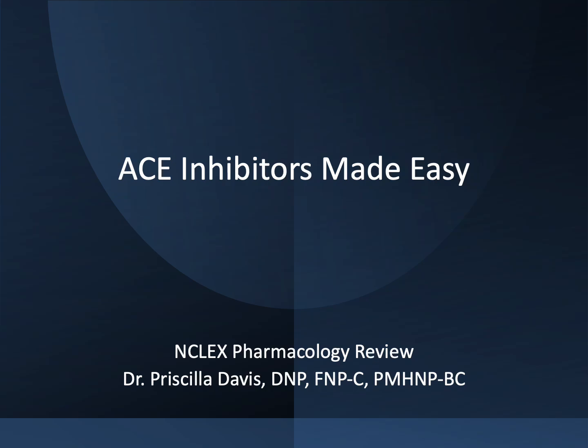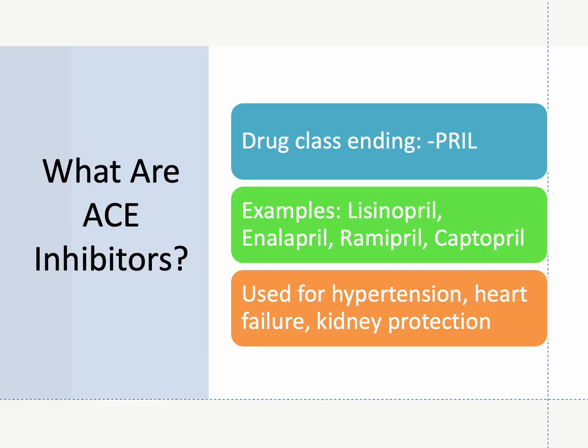It's Dr. Priscilla here. Today we're going to be talking about ACE inhibitors and easy ways to remember that. So ACE inhibitors are predominantly medications that end in prils. A chief example of that is lisinopril. We all know that. That's one of the predominant examples of the medication that we use there.